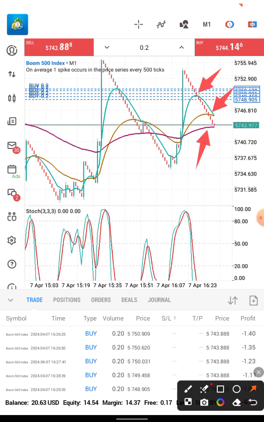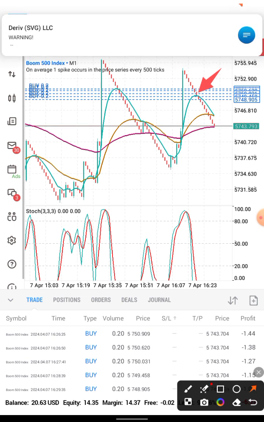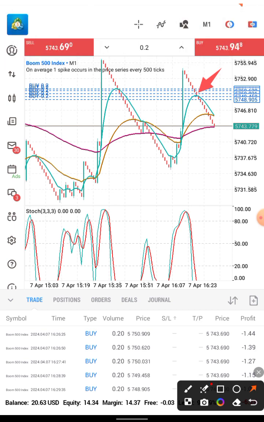So I expected it to spike here around moving average 50 upward. So that is my third area where I'm expecting a spike to occur. So let's wait for it and see.